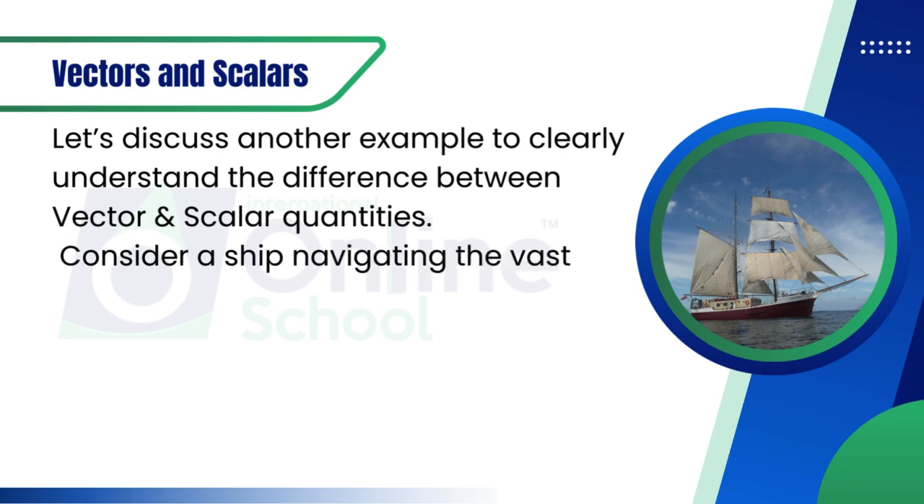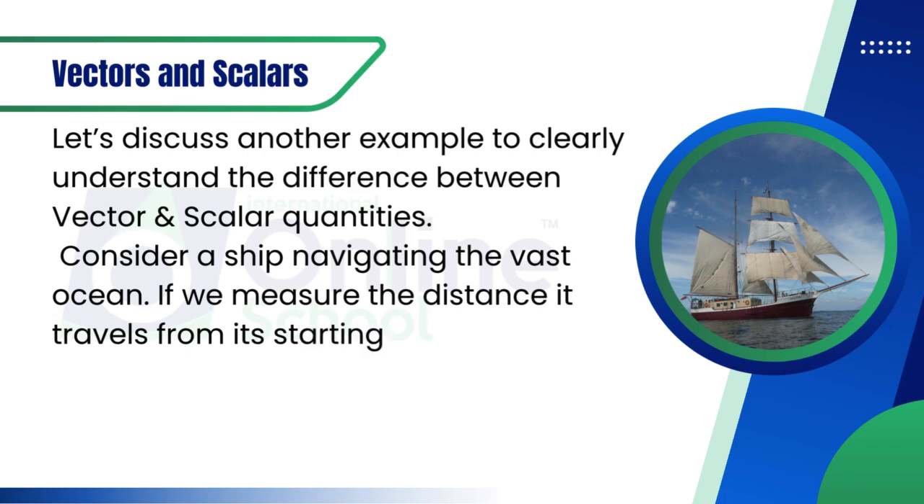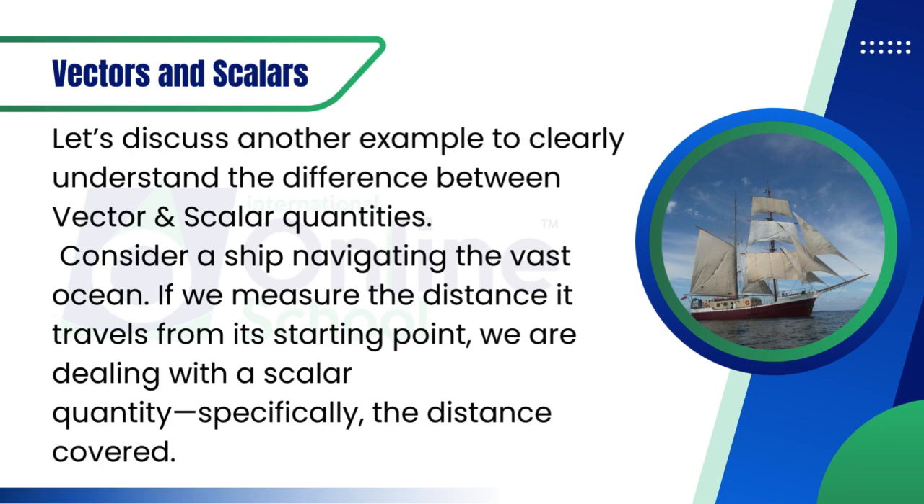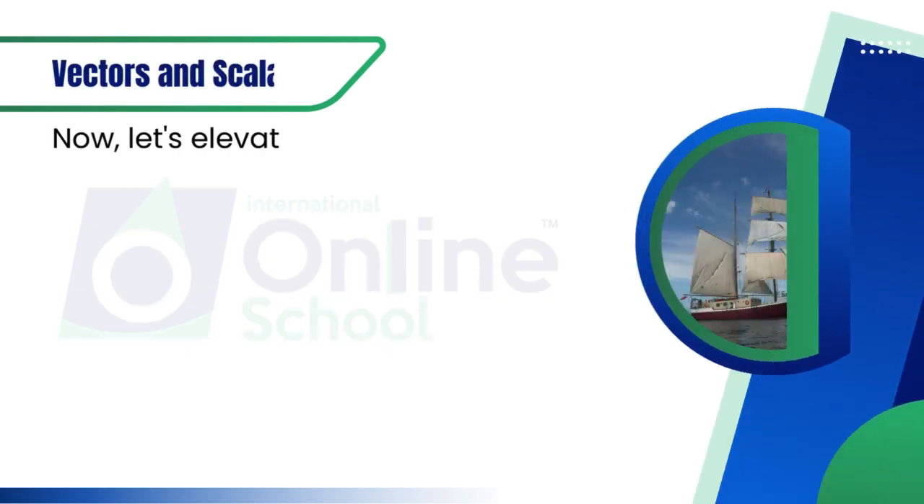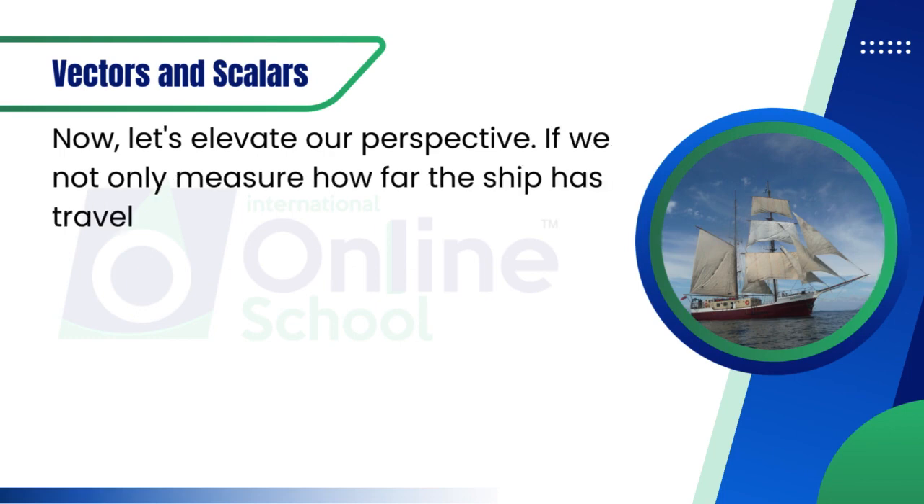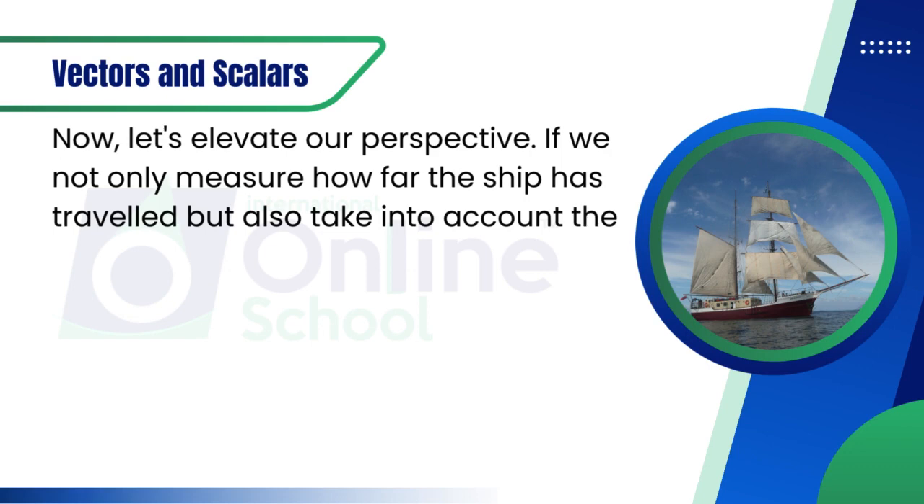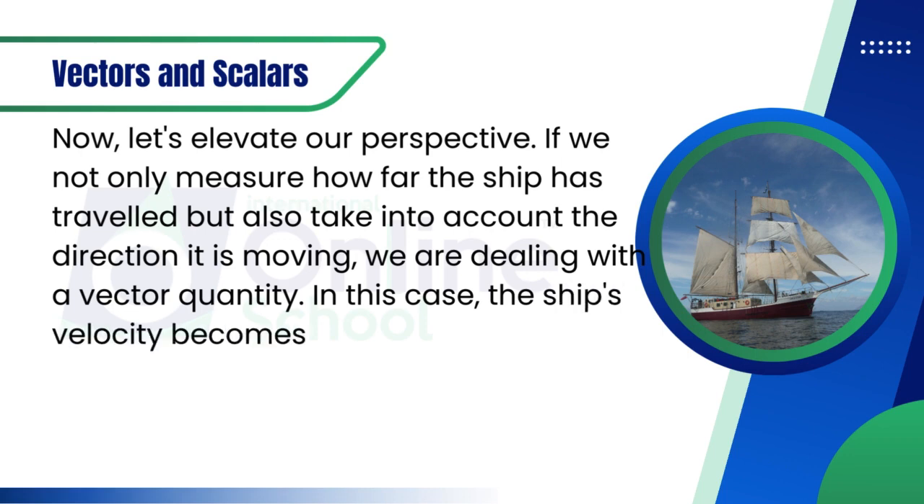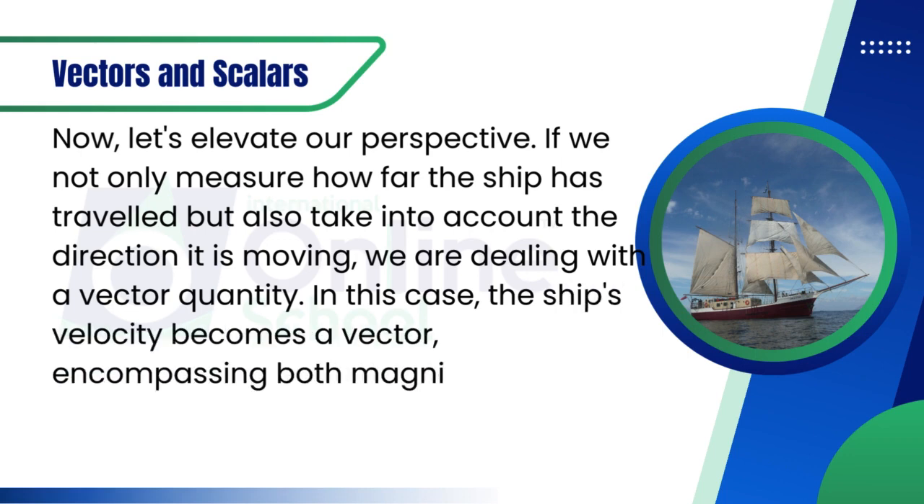Consider a ship navigating the vast ocean. If we measure the distance it travels from its starting point, we are dealing with a scalar quantity, specifically, the distance covered. Now, let's elevate our perspective. If we not only measure how far the ship has traveled but also take into account the direction it is moving, we are dealing with a vector quantity. In this case, the ship's velocity becomes a vector, encompassing both magnitude and direction.